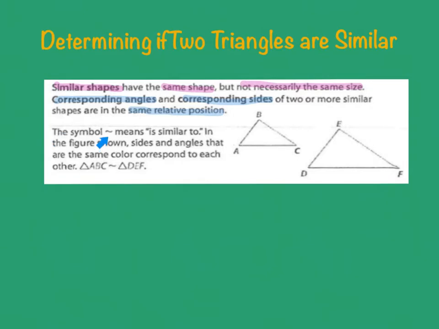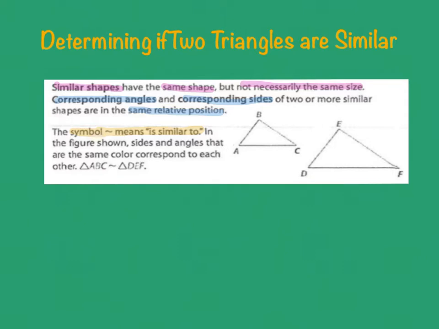Then underneath it says this little symbol that's like a little wavy line, kind of looks like an eyebrow maybe. That means similar to. So in our figures today, we're going to be using this symbol because the sides and the angles that are similar to each other, we're going to connect them with this symbol. We're also going to color code the corresponding parts. So this little symbol right here means the word similar to when you read it.